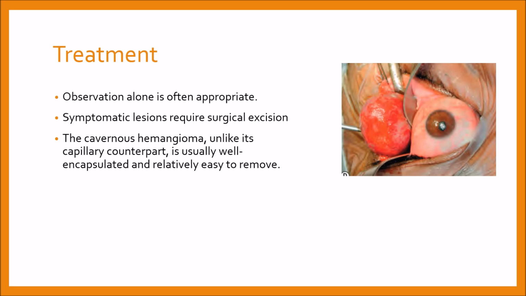Now, many cavernous hemangiomas are detected by chance on scans performed for unrelated reasons, and observation alone is often appropriate. Symptomatic lesions require surgical excision in most cases because they gradually enlarge. The cavernous hemangioma, unlike its other counterparts, is usually well encapsulated and relatively easy to remove, as it is shown in the figure here, and surgical excision is done. So that's it with the orbital vascular tumors.